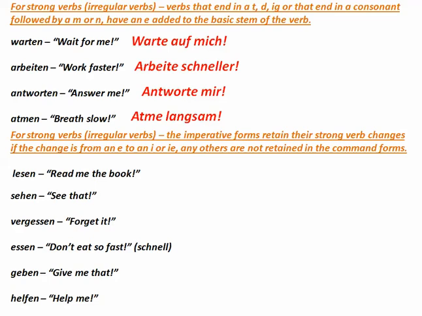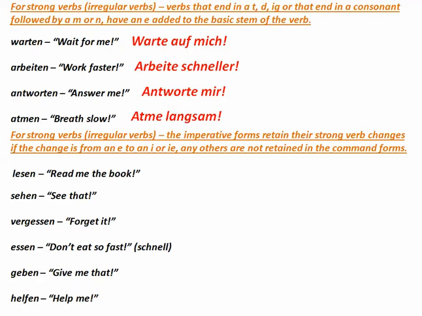Okay, so for irregular verbs, the imperative forms retain their strong verb changes if the change is from an e to an i or an ie. Any others are not retained or not kept. And let me give you an example of one that's not kept. For example, with the verb fahren, to drive or to ride. If you ride or you drive is du fährst with umlauts over the a.